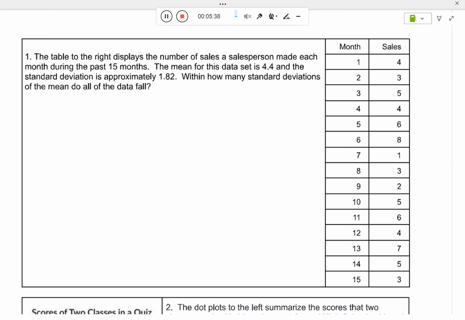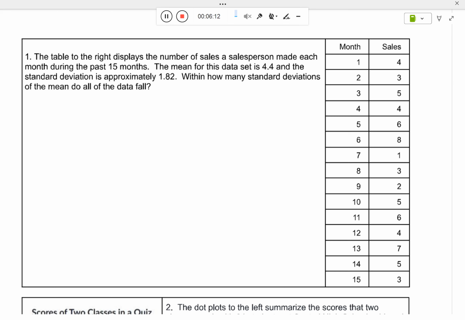The first question asks, the table to the right displays the number of sales a salesperson made each month during the past 15 months. If you look at the table, you can see the months are numbered from 1 to 15. In the second column, we have the number of sales that were made during each month. We're told that the mean for this data set is 4.4, and the standard deviation is approximately 1.82. We are asked within how many standard deviations of the mean do all of the data fall.